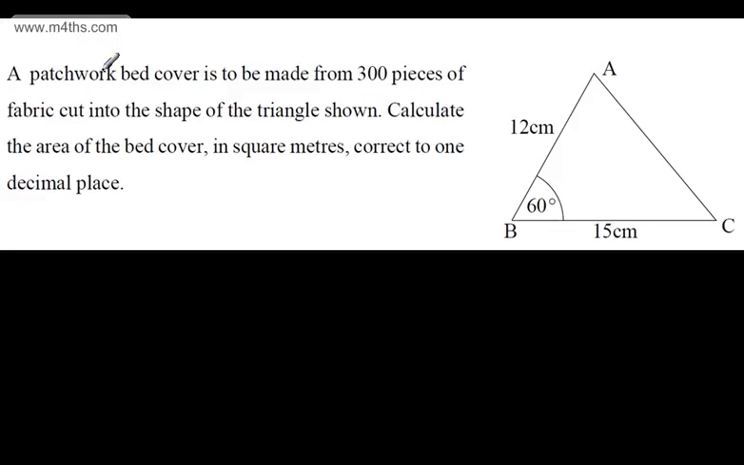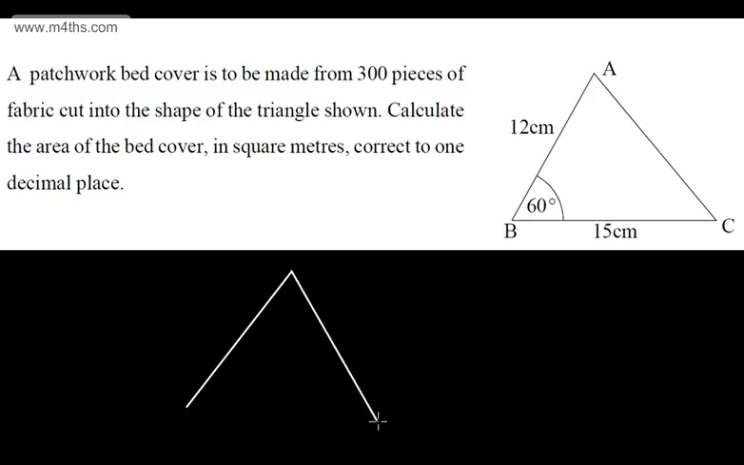Okay, a patchwork bed cover is to be made from 300 pieces of fabric cut into the shape of the triangle shown. Calculate the area of the bed cover in square metres correct to 1 decimal place. So what we've got then is it's in centimetres, and we need 300 of these, and we need to put it into metres. So all I'm going to do, I like to turn it the other way around.